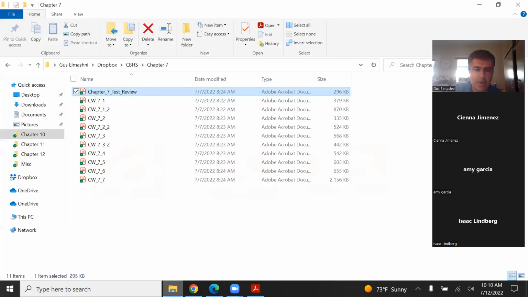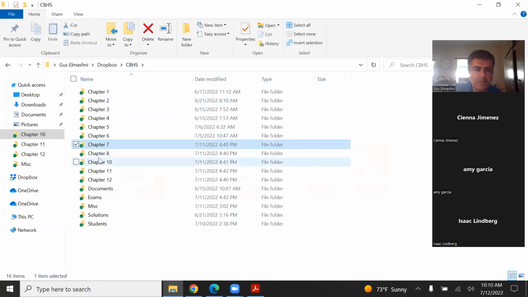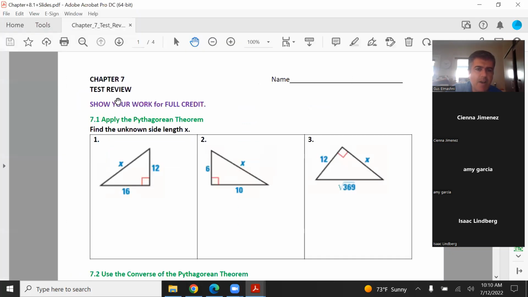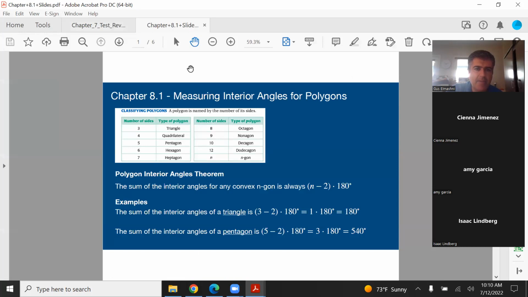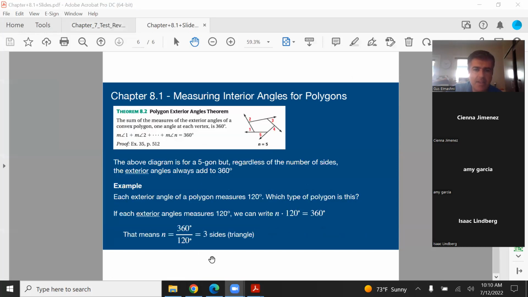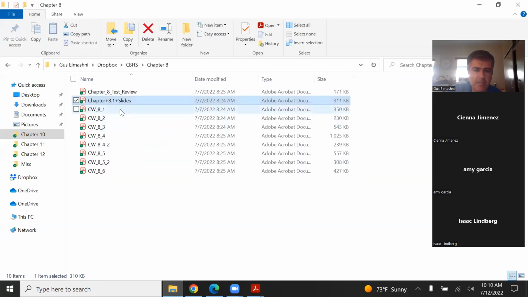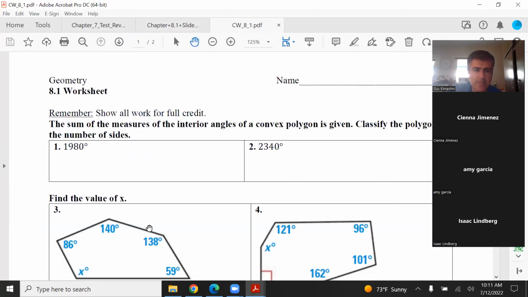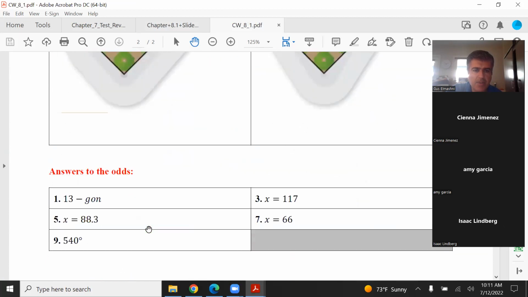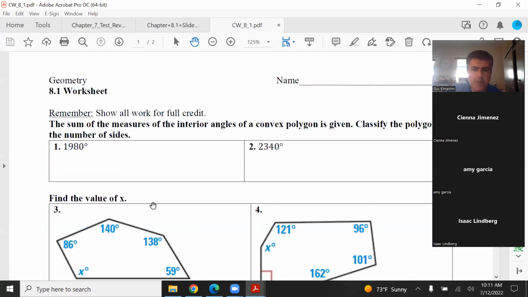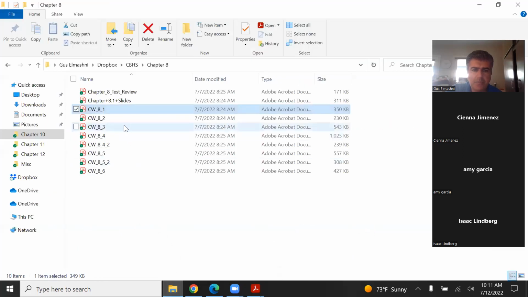So let me open up 8.1. Ooh, there are some slides. Are these good slides? How long are these slides? 6? Yeah. Sure, why not? And then let me look at the problems that are assigned here. I think what I'll do is I'll probably do the slides.